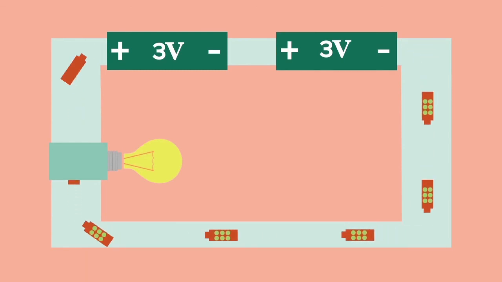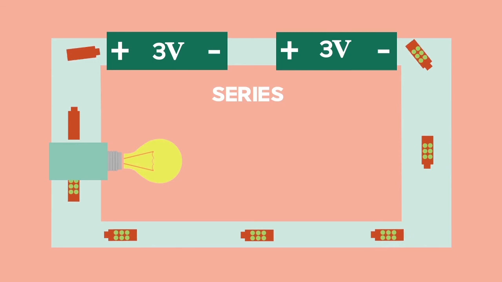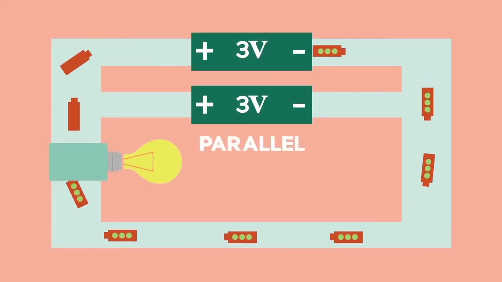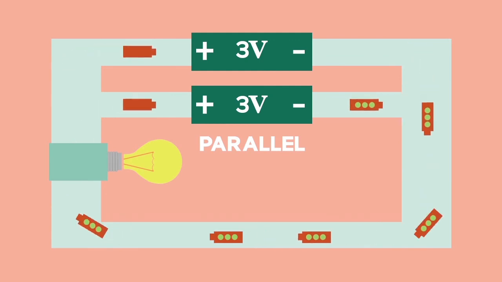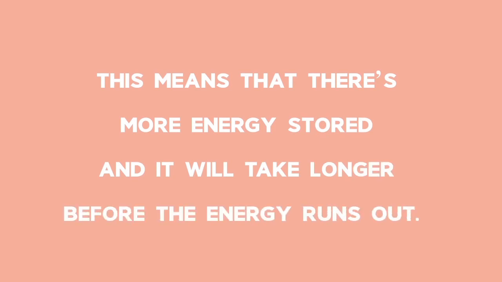If we place batteries in series, we add to get the total potential difference. If we place batteries in parallel, the potential difference is the same. This means that there's more energy stored and it'll take longer before the energy runs out.